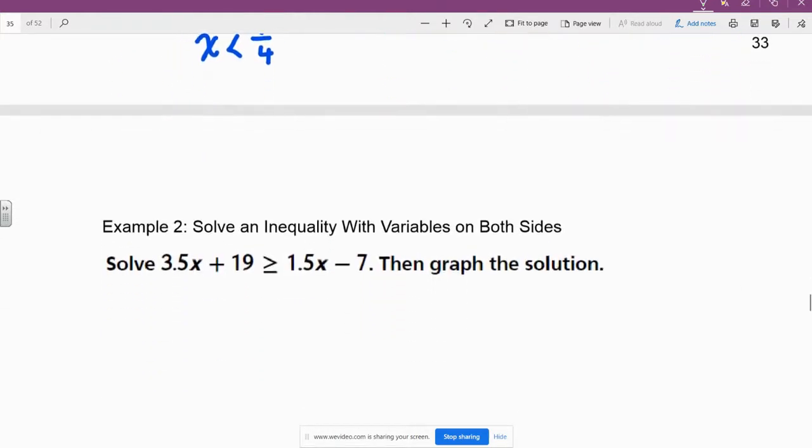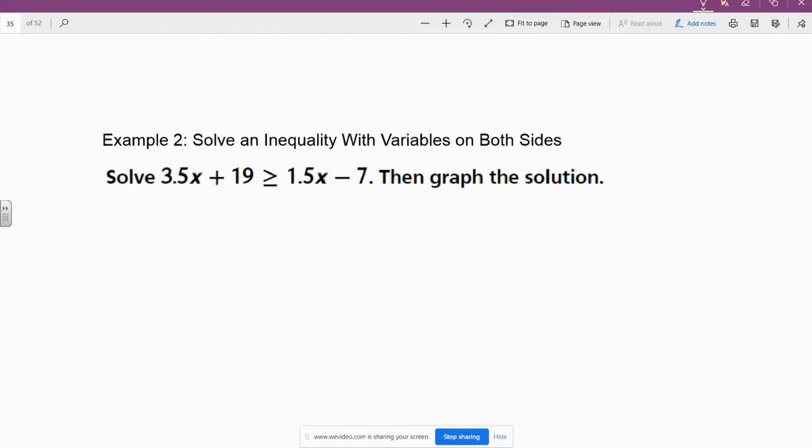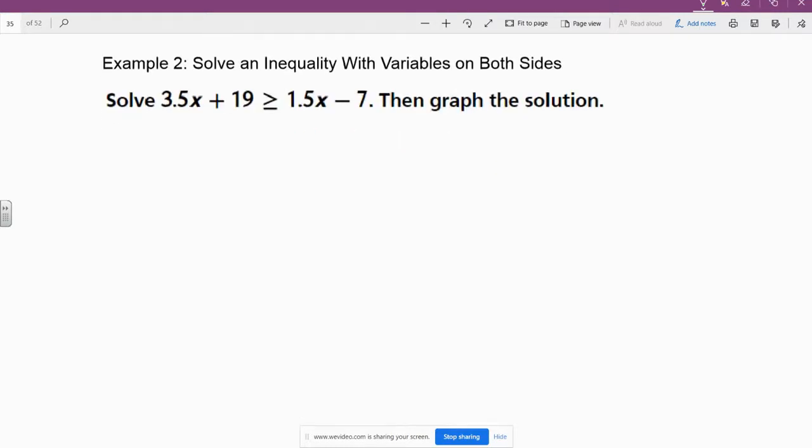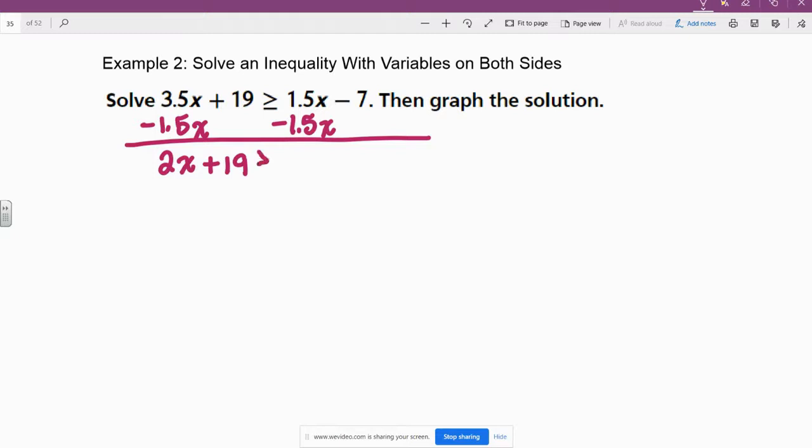So example 2, solve inequalities with variables on both sides. So again, same thing we've done before, same graphing. Okay, we're going to do the same thing as we would do with an equation. So we're going to pick on the little guy. Since 1.5x is smaller than 3.5x, I'm going to subtract 1.5x from both sides. So 3.5 minus 1.5 is 2x. Add your 19 is greater than or equal to -7.